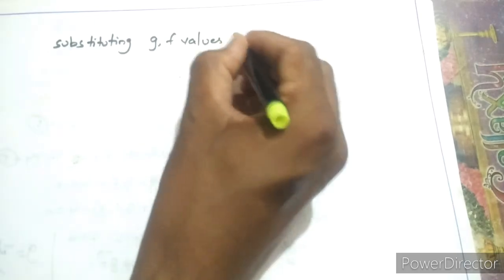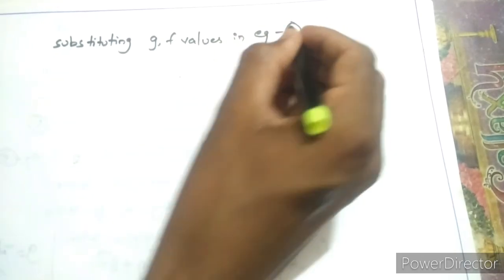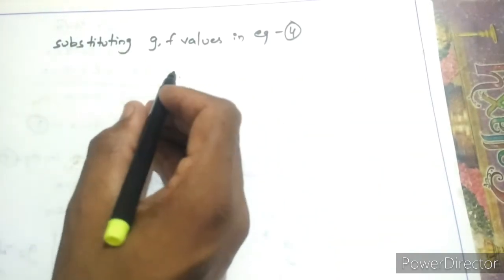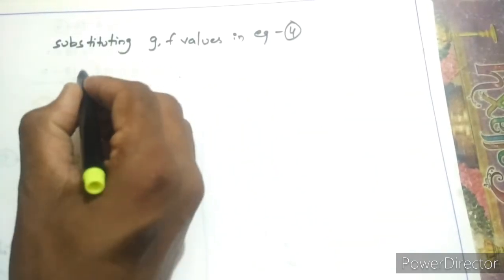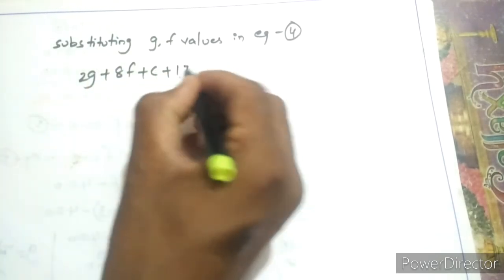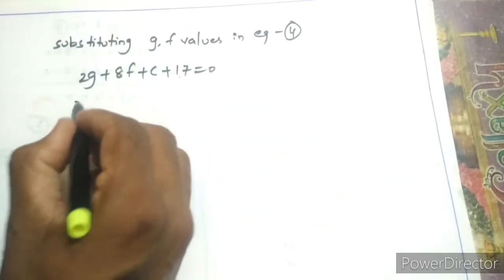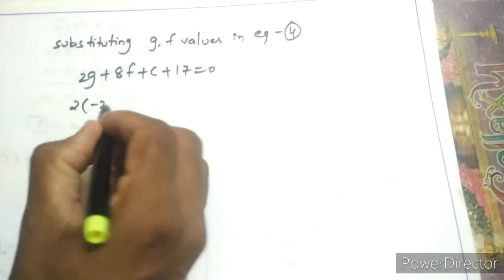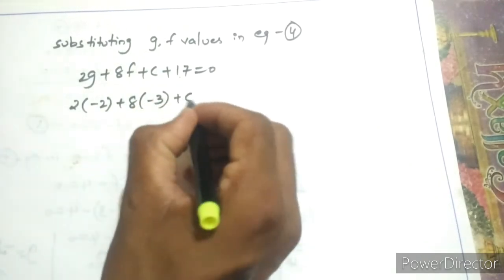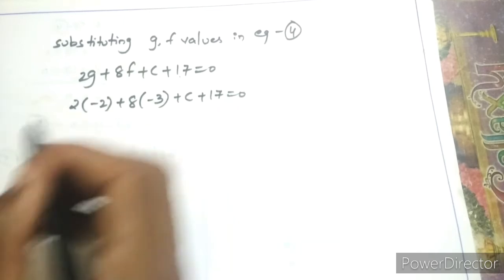So substituting g comma f values in equation 4. I'm taking equation 4. You can take equation 2 or equation 3 also. So what is the fourth equation? The fourth equation is 2g plus 8f plus c plus 17 is equal to 0. So 2 into g value, how much? Minus 2, plus 8 into f value, minus 3, plus c plus 17 is equal to 0.